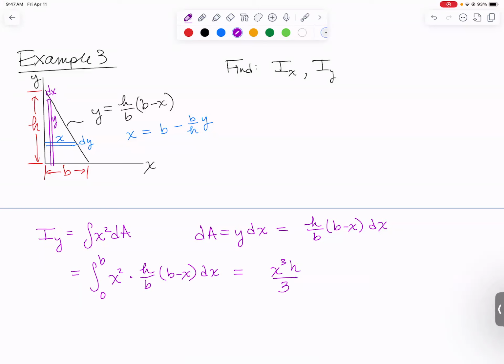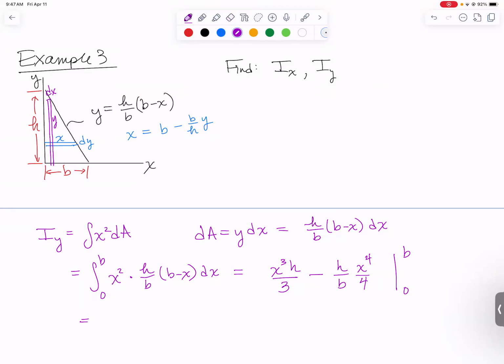And then the other term, we've got a minus sign. And what we have is an x cubed with the h over b times it. So we've got minus h over b. The x cubed becomes an x to the 4 over 4. We have to evaluate all this from 0 to b.